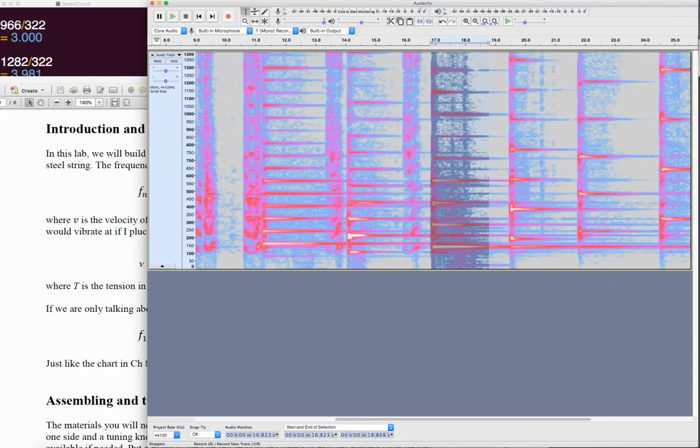And then the other part I want to mention is that I can do this still as a spectrogram here. I'm going to go ahead and keep hitting record. And this time I'm not going to talk. I'm just going to simply play the fundamental, the second harmonic, the third harmonic, and the fourth harmonic of that lowest string.